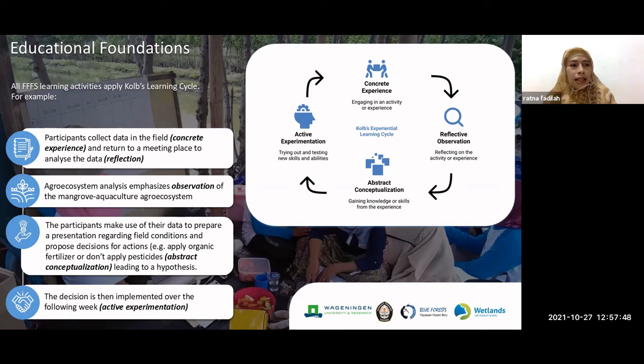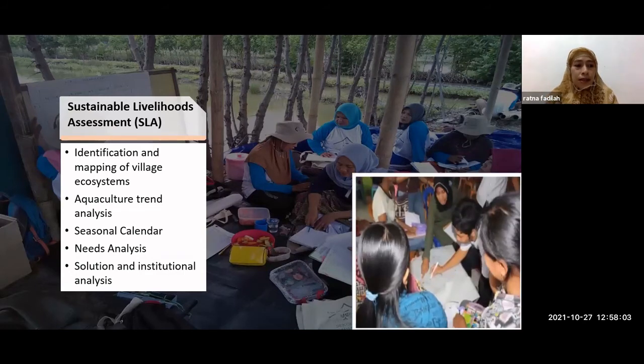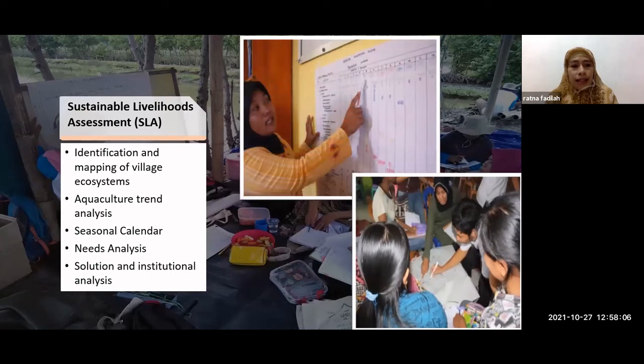So at the beginning of coastal field school, farmers conduct a sustainable livelihood assessment to understand the condition of natural resources, analysis of change in their resources, seasonal calendar, analysis of family needs, and all data and information resulting from the sustainable livelihood assessment. Then they analyze and decide to conduct CFS of pond.